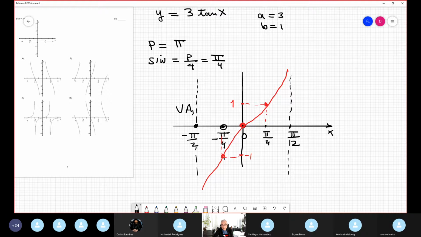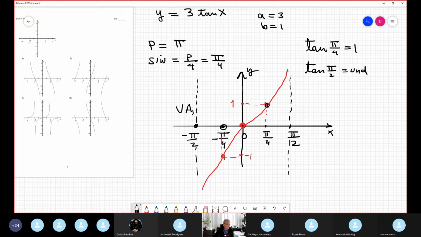Another point is, I know that tangent pi over 4 is 1. And pi over 2 is undefined. Tangent pi over 2 is undefined. That is the reason for this asymptote. It's the y-axis. Entonces, to do the graph of the tangent, we need 2 vertical asymptotes and 3 points. 1, 2, 3. 0, pi over 4 positive, and pi over 4 negative.